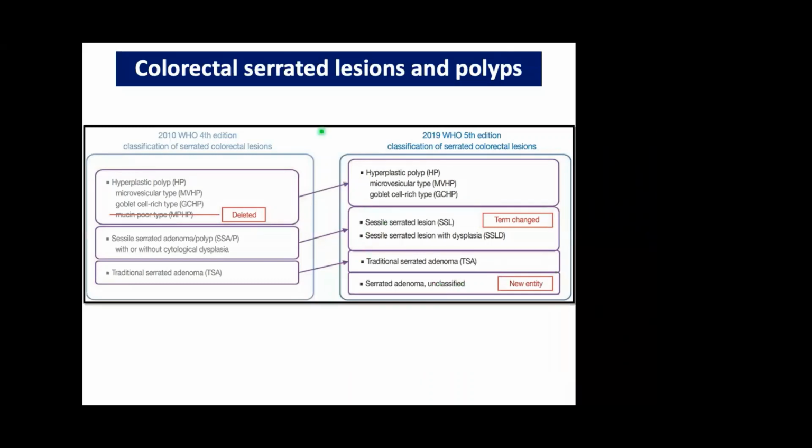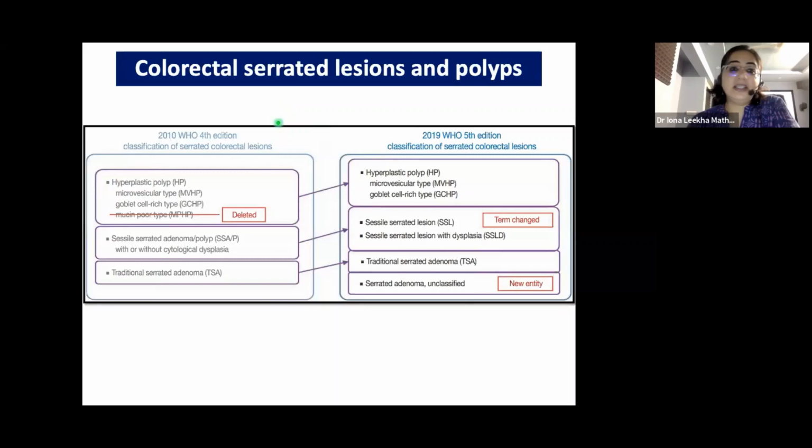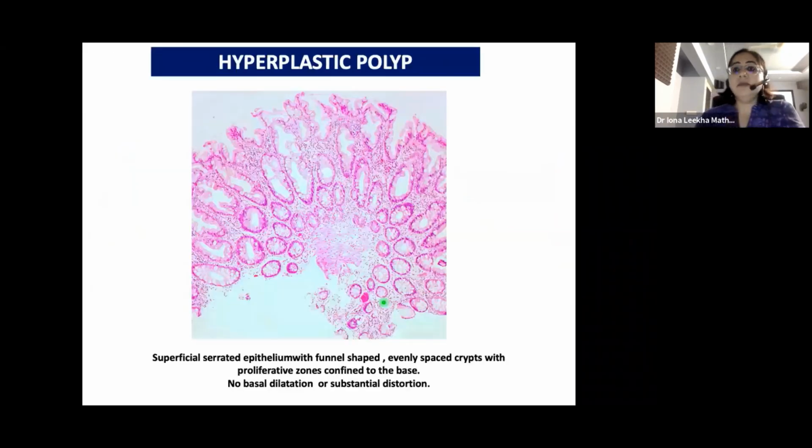Coming to the colorectal serrated lesions, this was what was followed on the left-hand side, the 2010 WHO edition. Now, the 2019 WHO edition has removed the mucin-poor subtype of the hyperplastic polyp. The term sessile serrated adenoma/polyp has been changed to sessile serrated lesion and sessile serrated lesion with dysplasia. The TSA remains the same, and they have added serrated adenoma unclassified, which is a newer term.